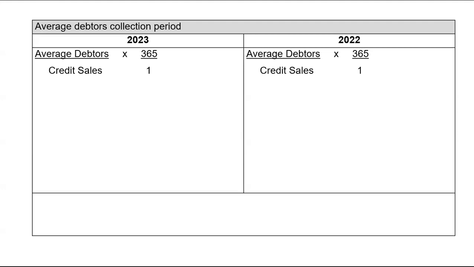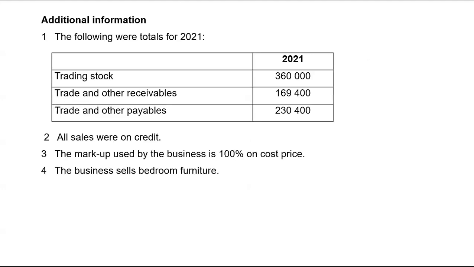Credit sales, obviously, you need to take your sales, and they will normally tell you what percentage of your sales will be credit sales. For this question here, they specified that your credit sales will be 100%. So all your sales are on credit.